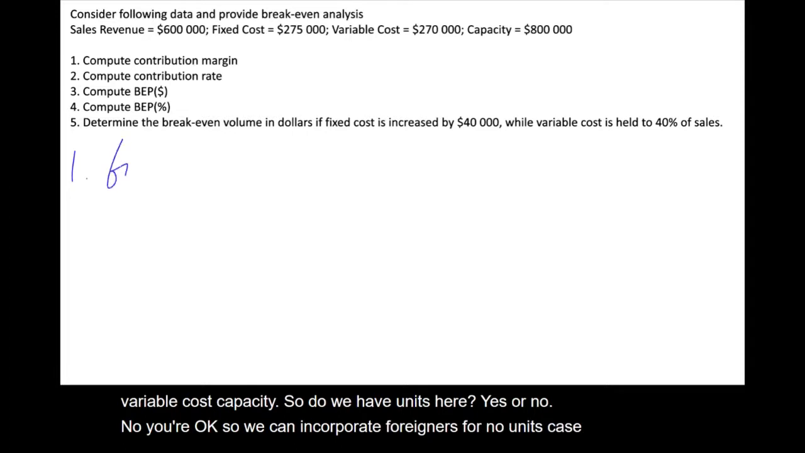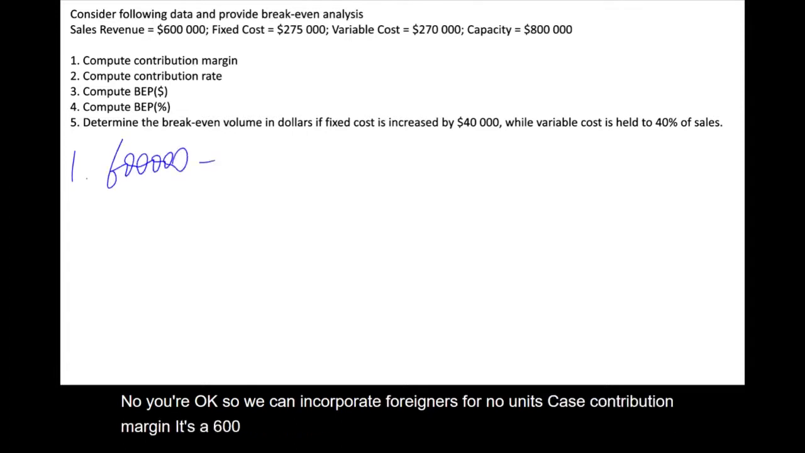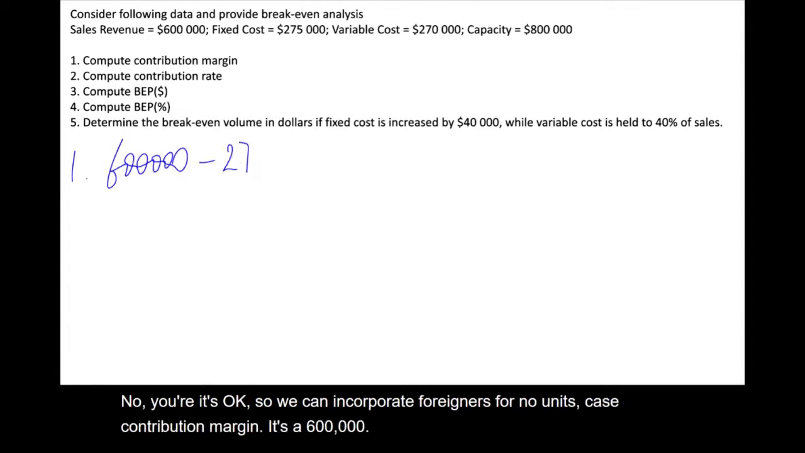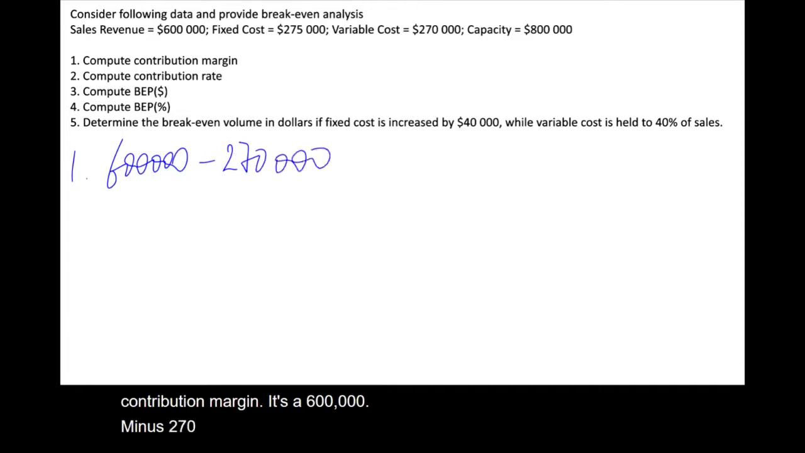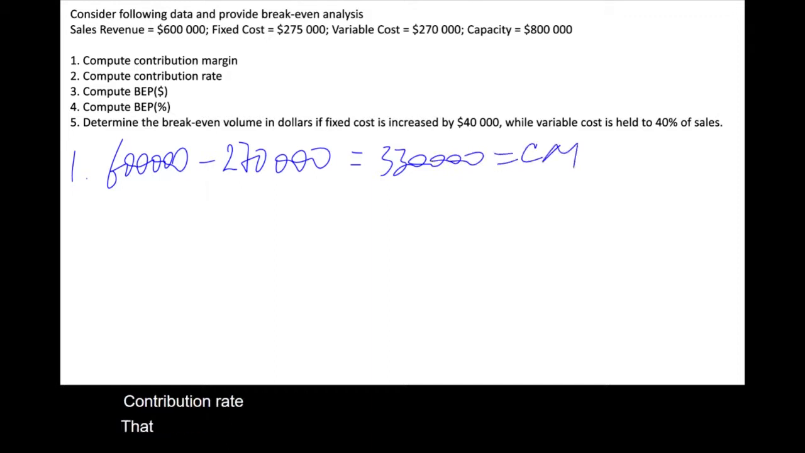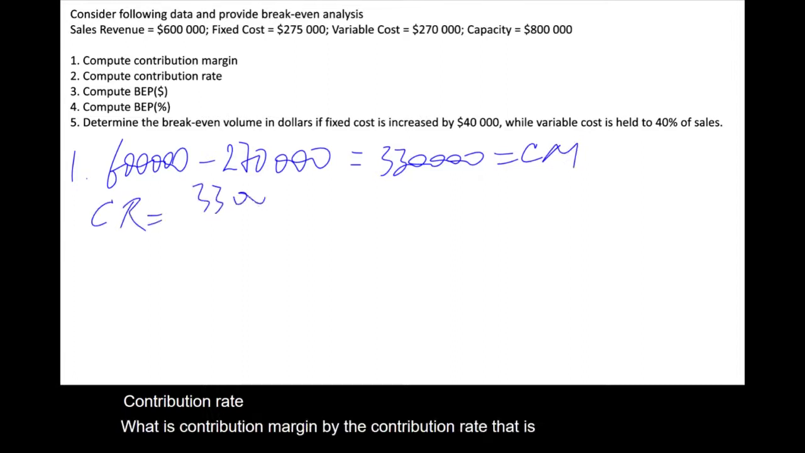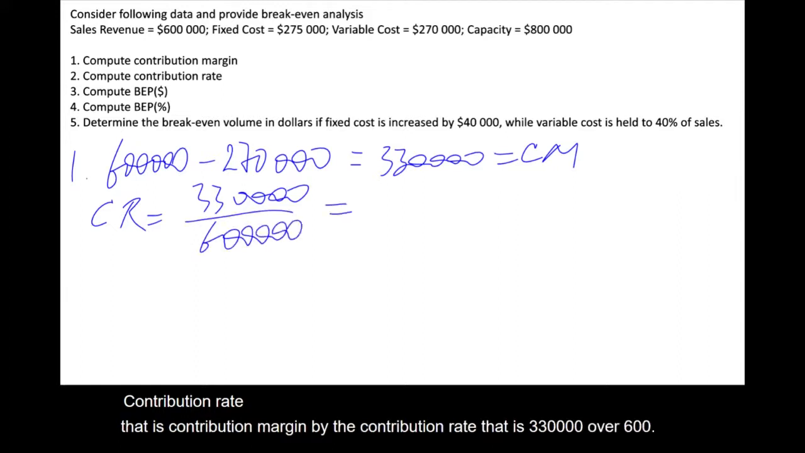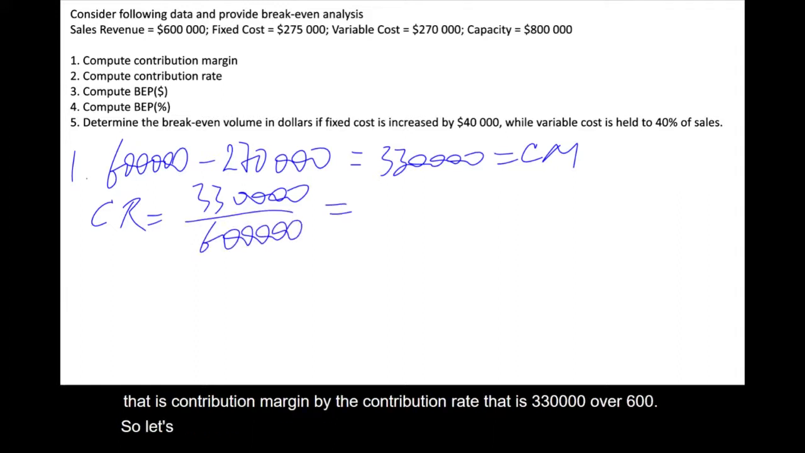Contribution margin, it's 600,000 minus 270,000, right? So what is it? 330,000. Contribution rate, that is contribution margin over sales, right? That is 330,000 over 600. So let's see. 0.55.